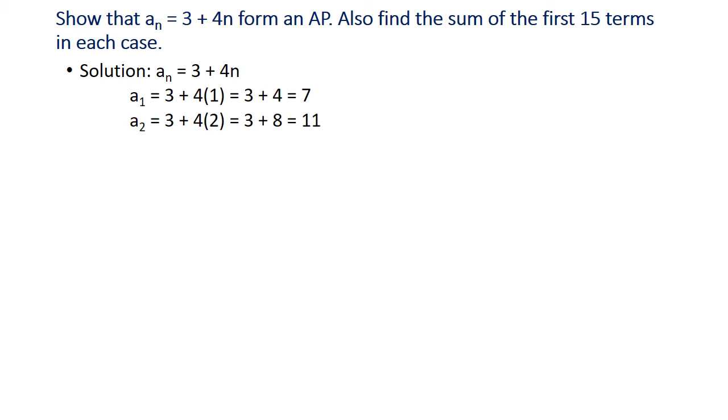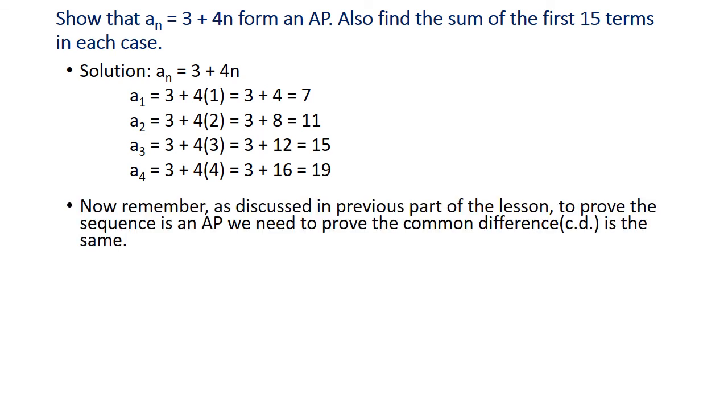a1 is 7. For a2, we have written 2 in place of n, so on the RHS also we must write 2 in place of n. 3 + 4 × 2. 4 2s are 8. So 3 + 8 is 11. a2 = 11. a3 is 15. a4 is 19. Yes. So when we substitute 1, 2, 3, 4 in place of n, the numbers we get are 7, 11, 15, 19. So this is your AP.